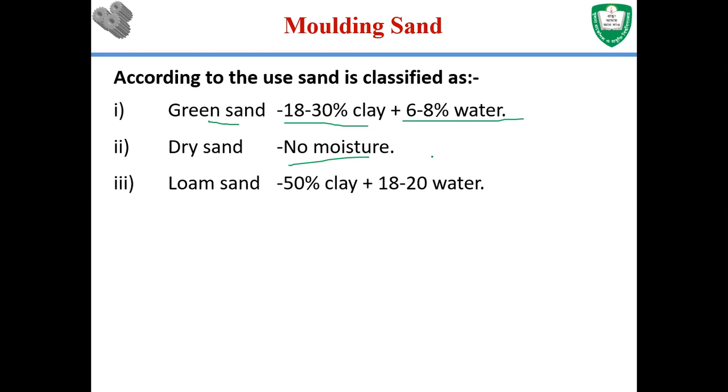And the loam sand is 50% clay and 18 to 20% water. That means there is a huge amount of clay. The loam sand is basically used when you make bricks. When you make the brick, it contains sand, as well as a huge amount of clay, so that you can give it any shape you want.